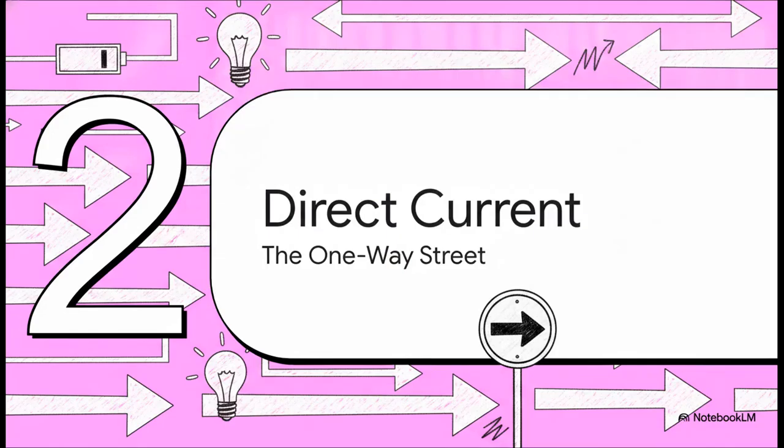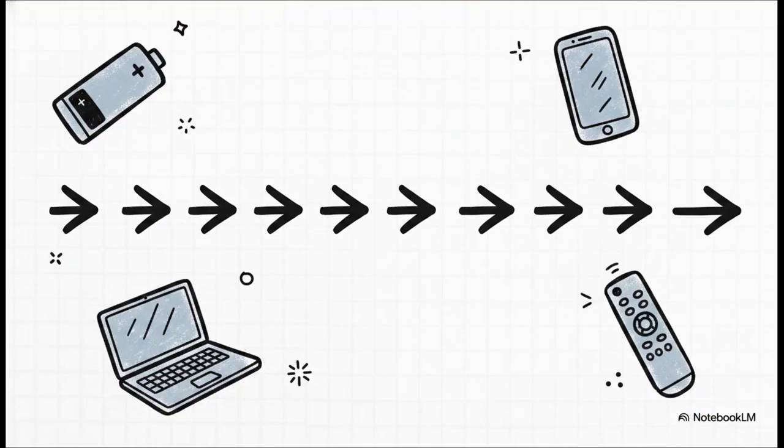That brings us to Section 2, direct current, or what we can think of as the one-way street. So in a direct current system, or DC, the magnitude of the current is completely constant, and it strictly flows in one single direction. Think of it exactly like a one-way street. It's a reliable, unwavering, constant push of electrons. Because it provides such a steady, predictable output, DC is the absolute perfect power source for the batteries inside our everyday household electronics, like laptops, phones, and TV remotes.